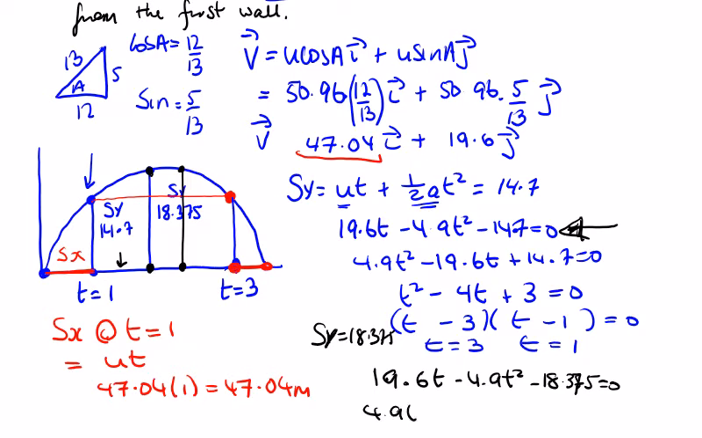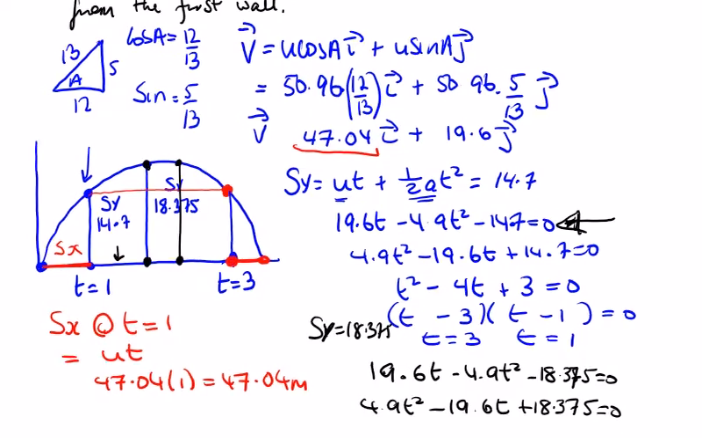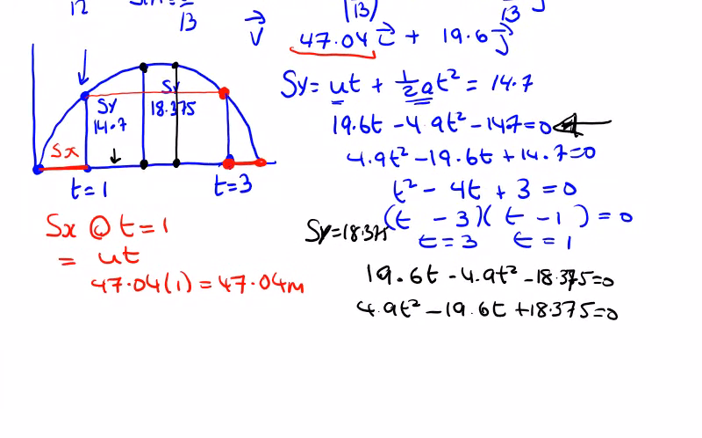So we're going to get 4.9t squared minus 19.6t plus 18.375 equals 0. Now does 4.9 go into 18.375? My calculator is telling me it does go in, but it's a fraction. So I've got t squared minus 4t, dividing them all by 4.9, and it's giving me 15 over 4 for this, equals 0. So I'm going to multiply them all by 4. 4t squared minus 16t plus 15 is equal to 0.